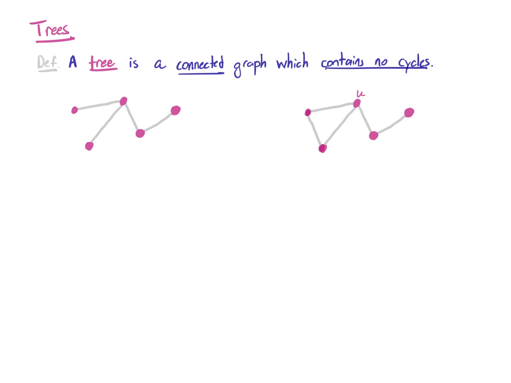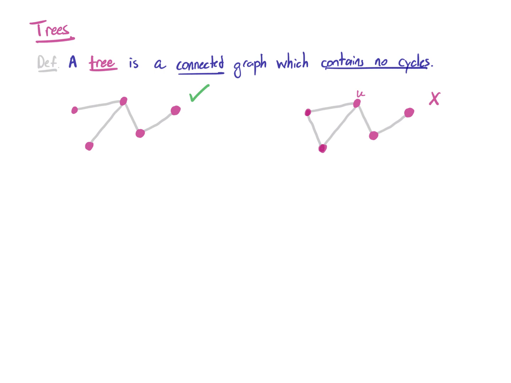Disconnected graphs also cannot be trees. So there are two bad cases. Big picture, when you think of a tree, you want to visualize something like this. It's a connected graph that does not have any cycles in it. This one has cycles, no good.